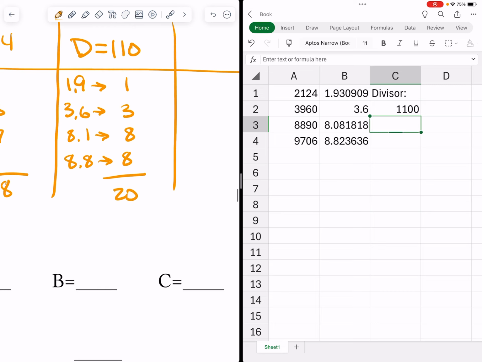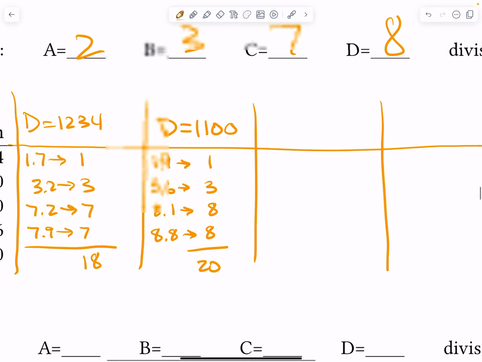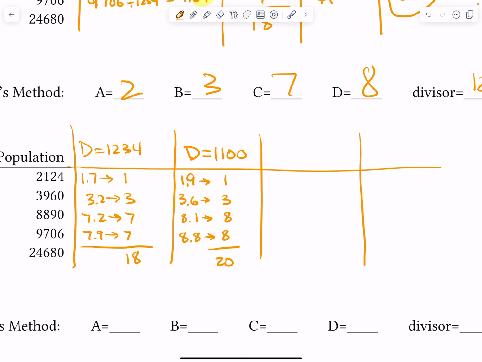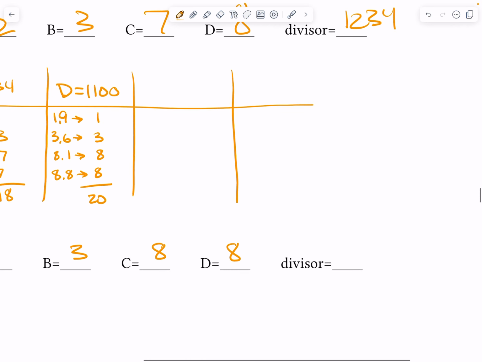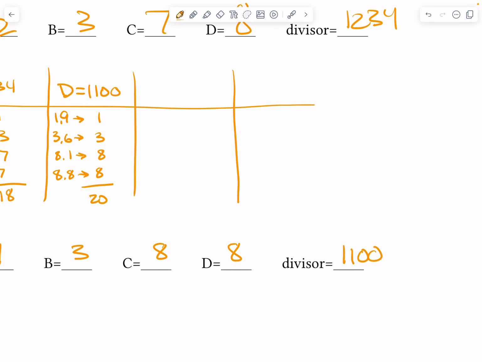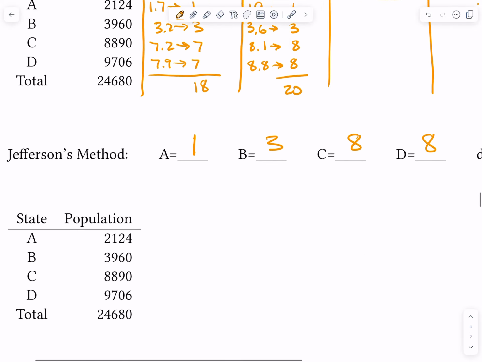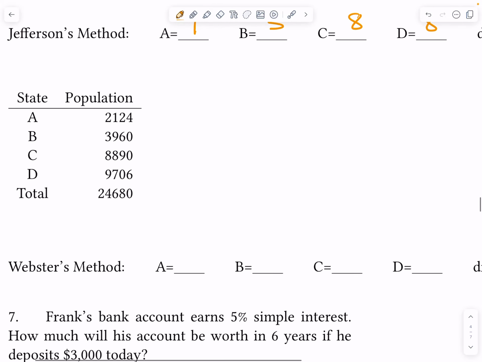So I got lucky with this one, but you might have to guess more or fewer times to get this right. But here I got lucky, and I got 1, 3, 8, and 8. And my divisor that worked is 1100. You might have chosen a different divisor, which is totally fine.